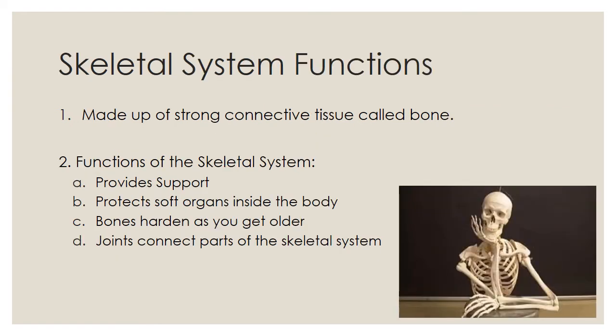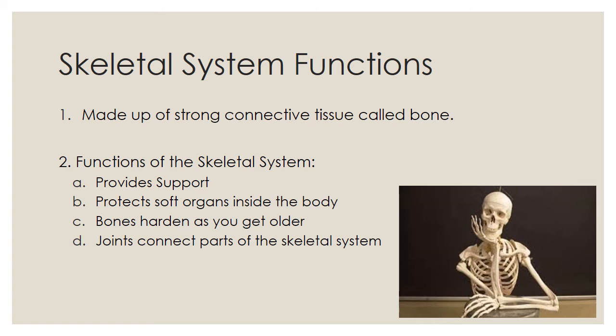Okay, so getting into the skeletal system. First of all, the skeletal system is made up of strong connective tissue called bones. The main functions of the skeletal system are that it provides support for our whole entire body. Not only does it provide support, but it also protects our soft organs inside of the body. So organs that are underneath our rib cage, like our heart and our liver. Our liver is actually on the right-hand side, and it's kind of up high near the bottom of your rib cage. It protects our soft organs, and as we get older, our bones harden, and then joints connect parts of our skeletal system.